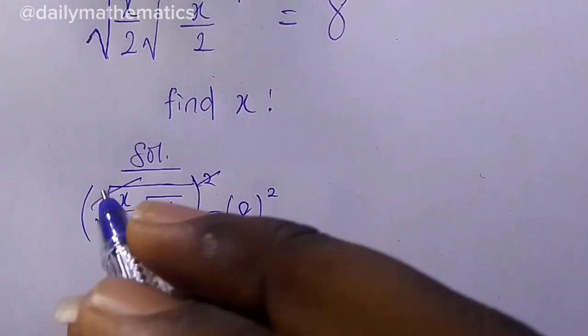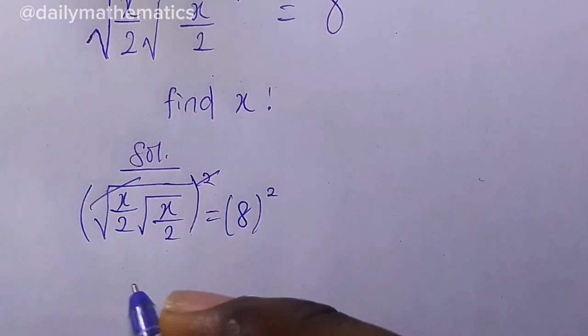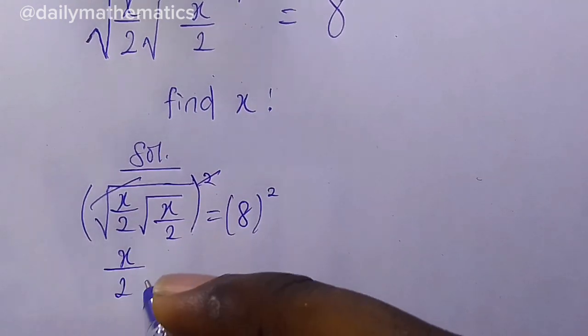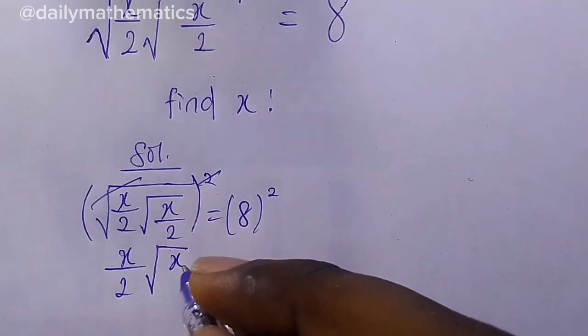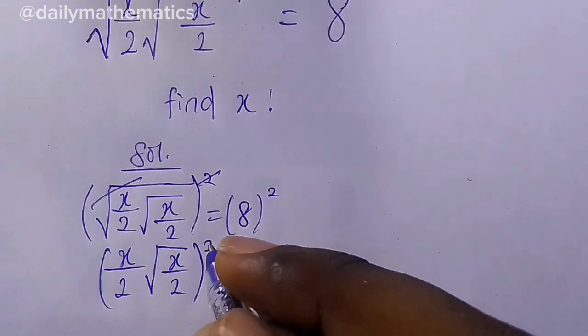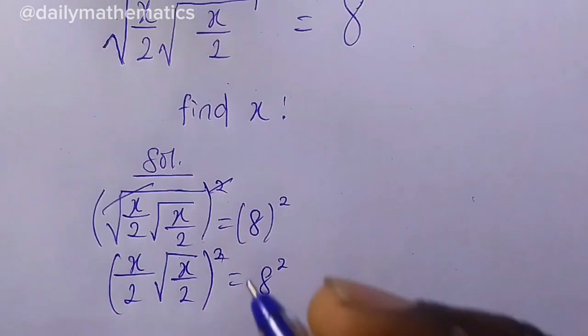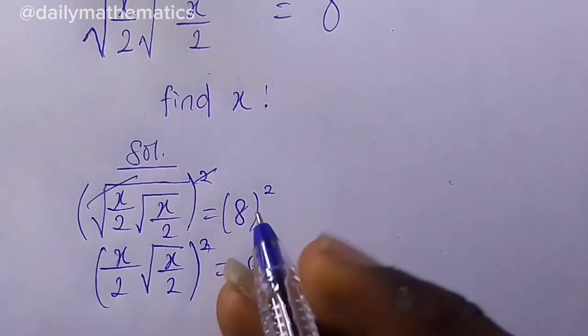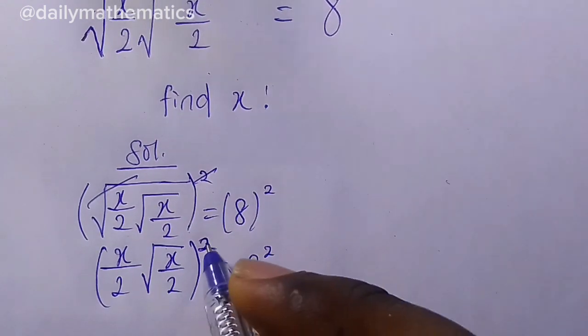The square cancels this square root, that's the first square root, and then we have x over 2 and then root x over 2, and then the square has been cancelled, equals 8 squared, right? Equals 8 squared. And so the next thing we're going to do is to square both sides again, and that's where this square comes in.